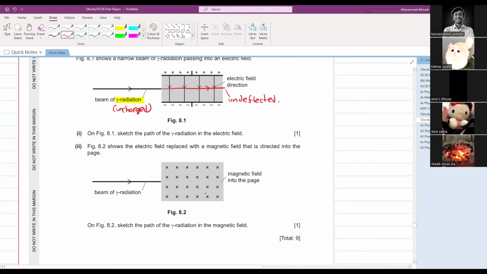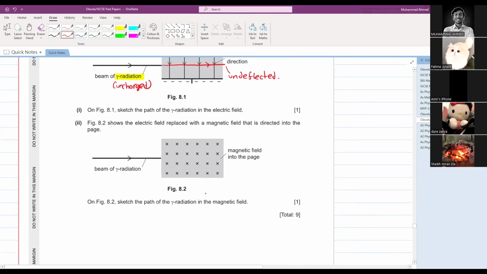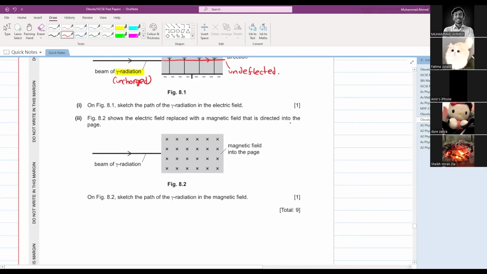Let's see this as well. Figure 8.2 shows the electric field replaced with a magnetic field that is directed into the page. On figure 8.2, sketch the path of gamma radiation in the magnetic field. Again, gamma radiation will pass undeflected. Why? Because gamma radiations have no mass as well. बेटा गामा रेडिएशंस का ना ही मास होता है ना ही चार्ज होता है. Hence they pass undeflected in an electric field and in a magnetic field. All clear in this question as well.